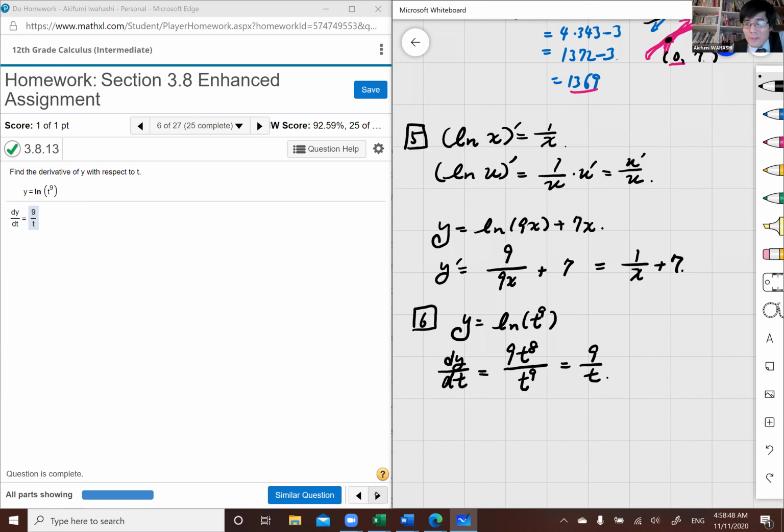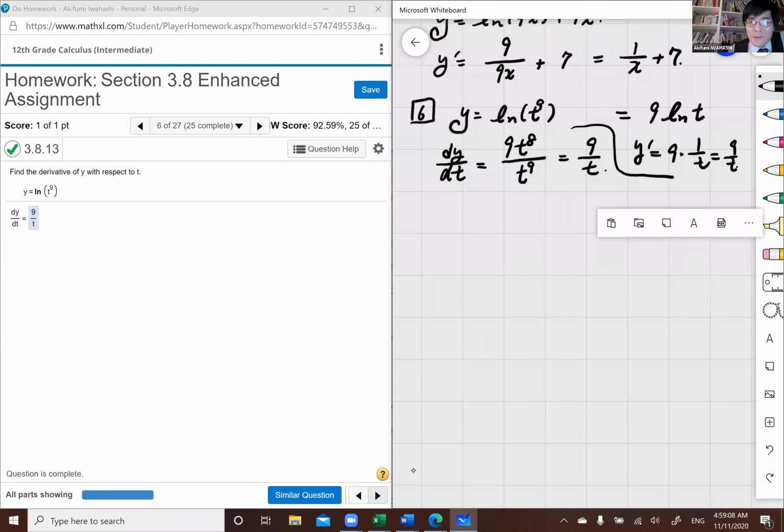If you remember the property of log, you can first rewrite this expression into 9 times ln of t. After that, you can differentiate to get 9 times 1/t, which is 9/t. This might be faster sometimes, okay? So try to review the properties of logs whenever you have some time to do it.